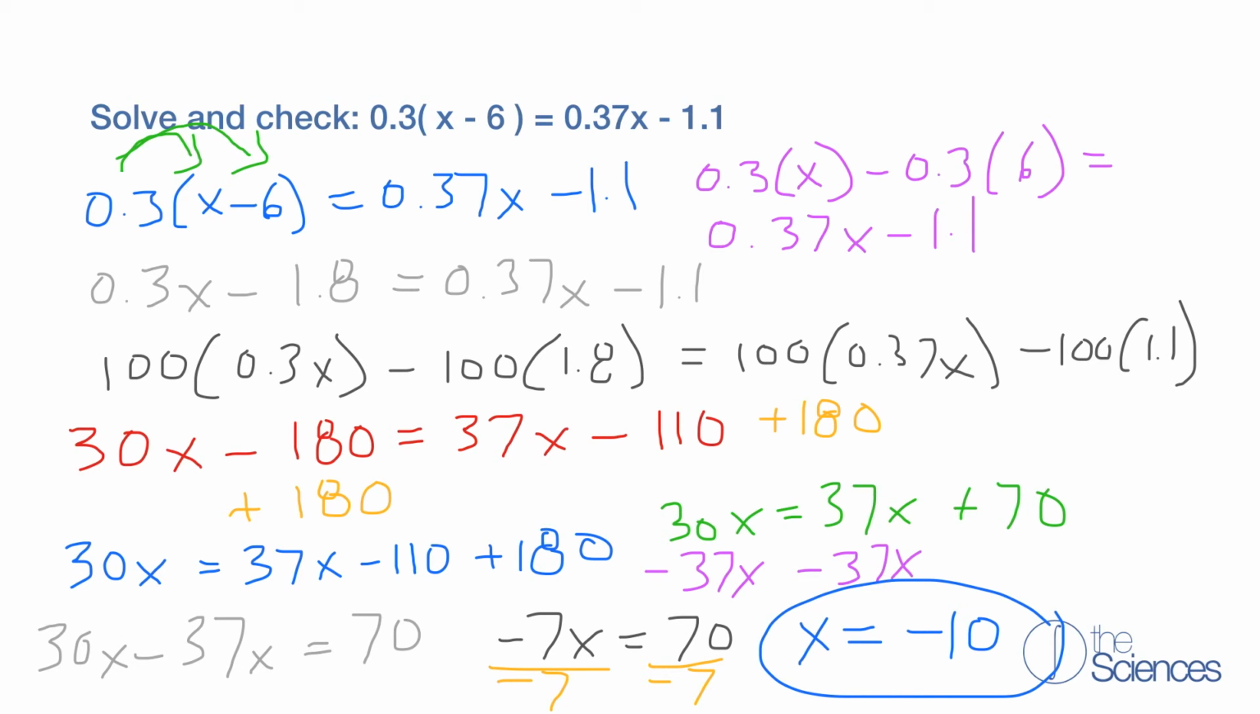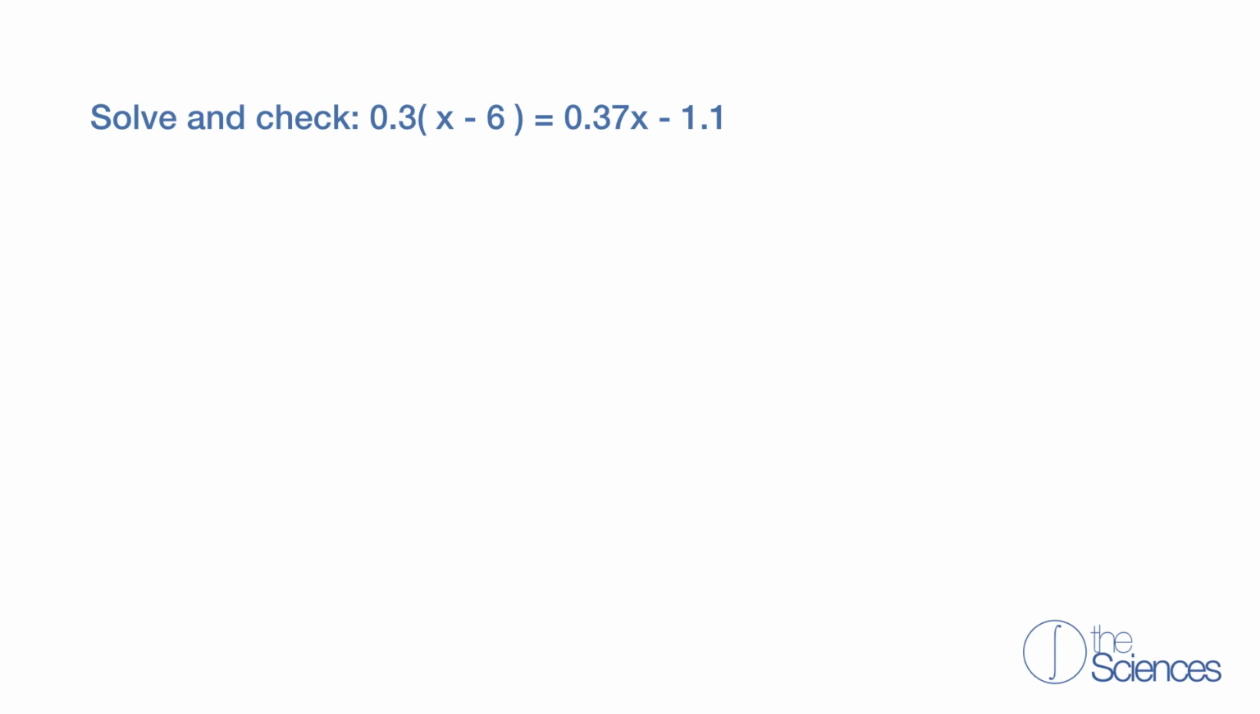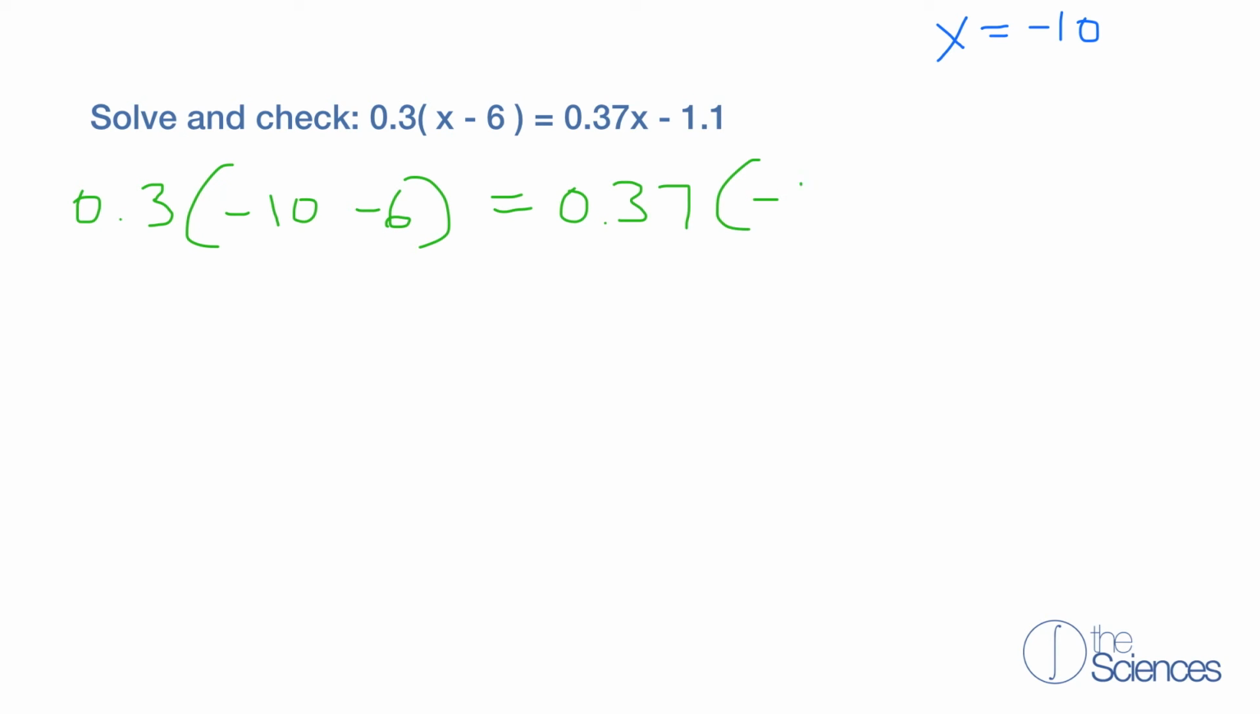So we can check our answer by substituting negative 10 in our original equation wherever we see x. So let's go ahead and do that. So we said that x equals negative 10. So here we have 0.3 times negative 10 minus 6 equals 0.37 times negative 10 minus 1.1.